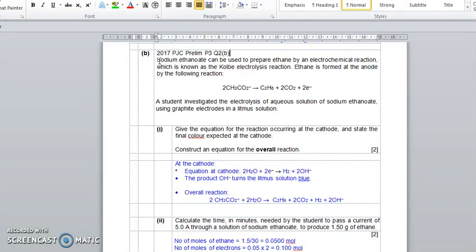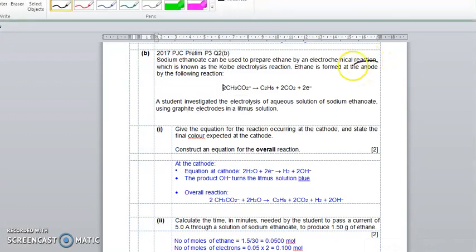A recap of how to solve electrolytic calculations. Sodium ethanoate can be used to prepare ethane by an electrochemical reaction like this. It's formed at the anode, and we know that at the anode an oxidation happens. The anion goes to the anode and is oxidized, so it's oxidized to ethane and so on. This student investigated electrolysis of an aqueous solution of sodium ethanoate using graphite electrodes in litmus solution. If you want to know what species are oxidized at the anode and reduced at the cathode, first identify all species. So what are all the species present?